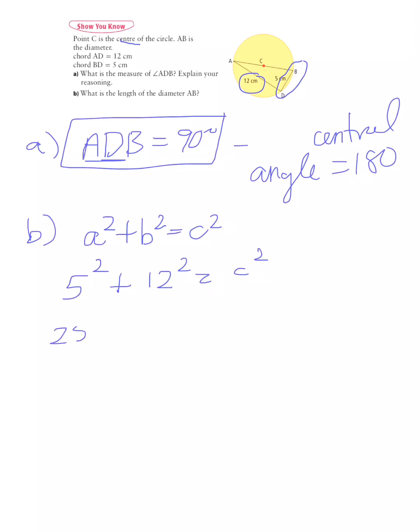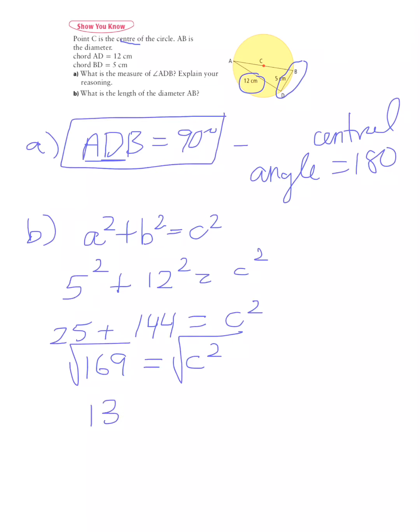All right, so we have 25 plus 144 equals C squared. And then I get 169 equals C squared. Remember, our last step will be to square root both sides, and we'll get 13 equals C. And so what is this C? That's this diameter AB, so that's this side here. Our final answer is AB, or the diameter, is equal to 13 centimeters.